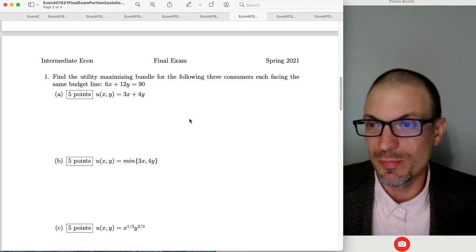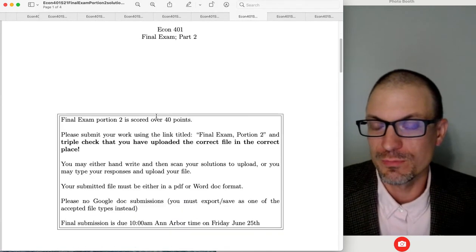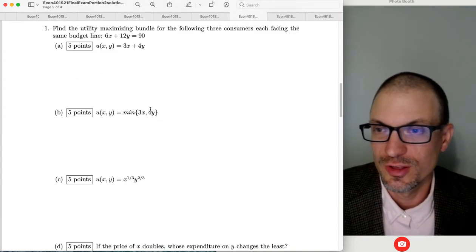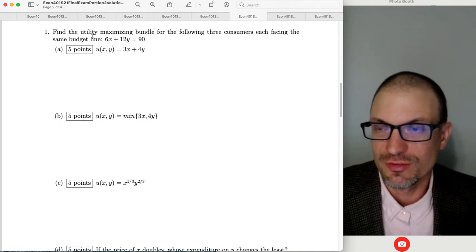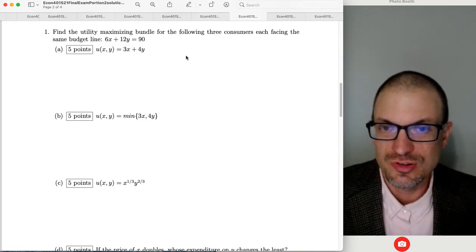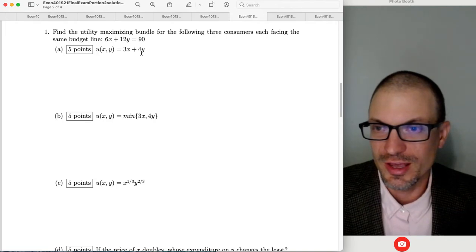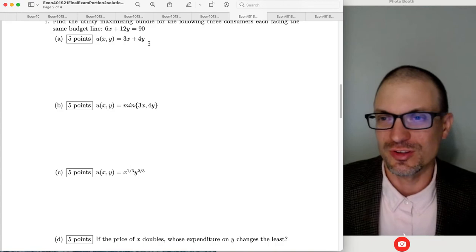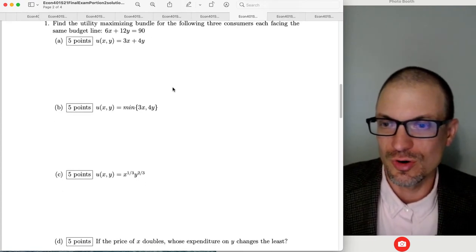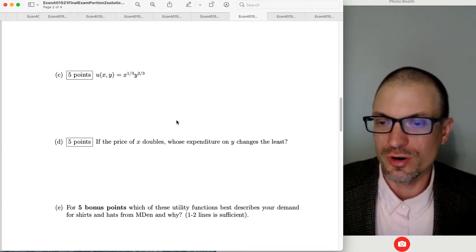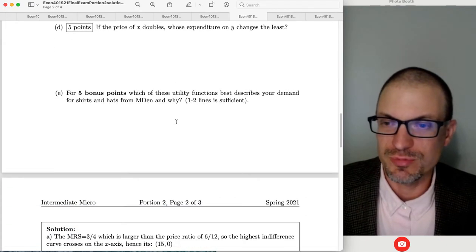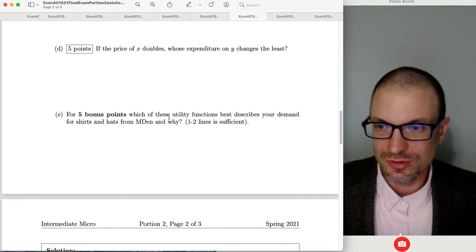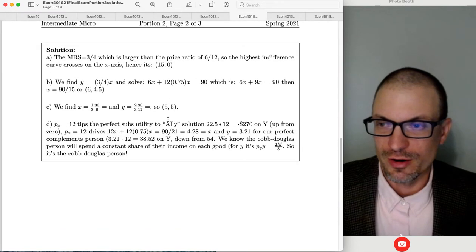All right, so let me go back to, this was part 2, right? So this was a bunch of utility functions. Find the utility maximizing bundle for each of the 3 consumers facing the same budget line. So here's the utility function. I like questions like this, because you basically have the same prices and income, and then you show how 3 consumers with 3 different preference shapes would fare.